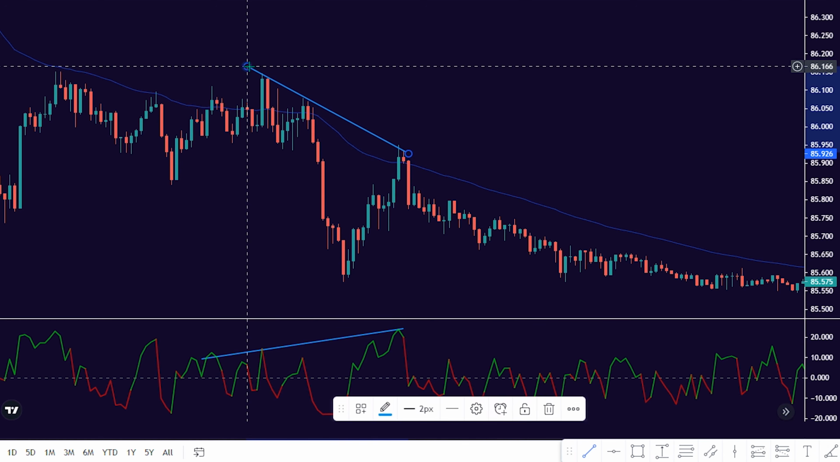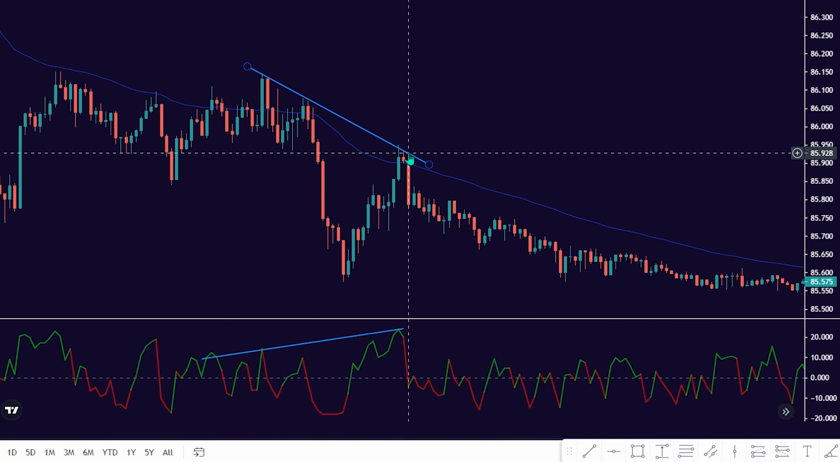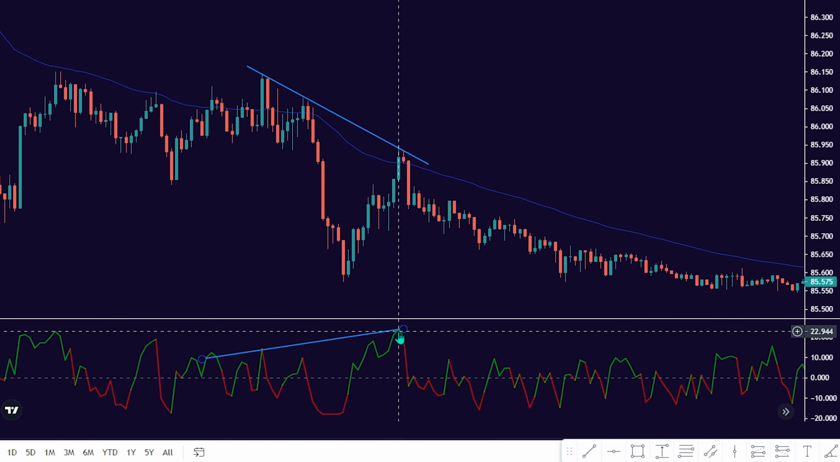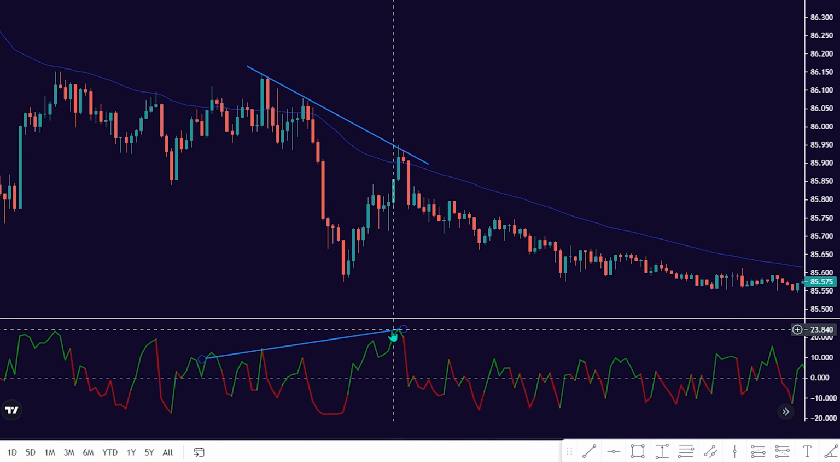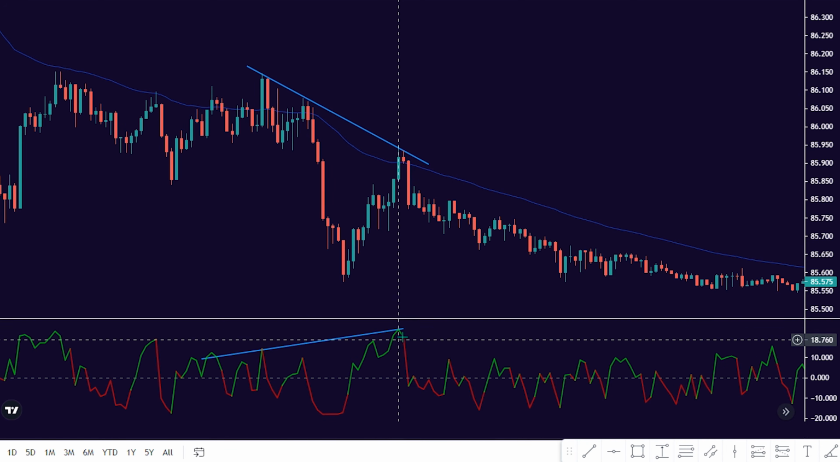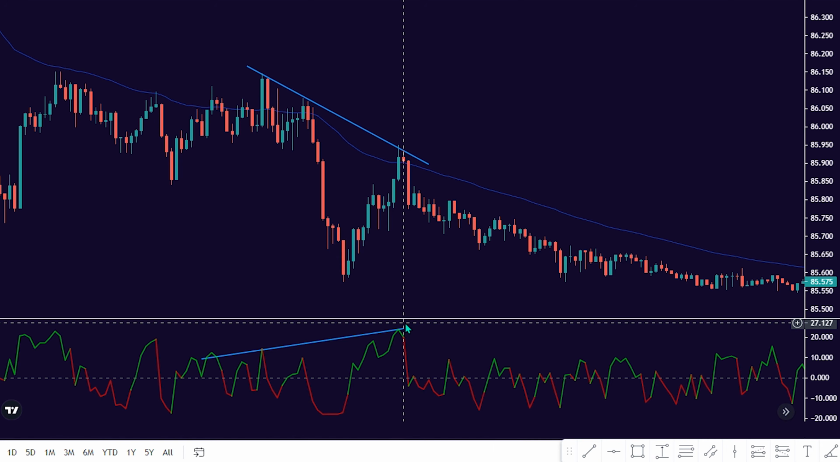The swing on the price chart was a high followed by a lower high. But the RSI hidden divergence gave an opposite swing of higher high on the second swing here.